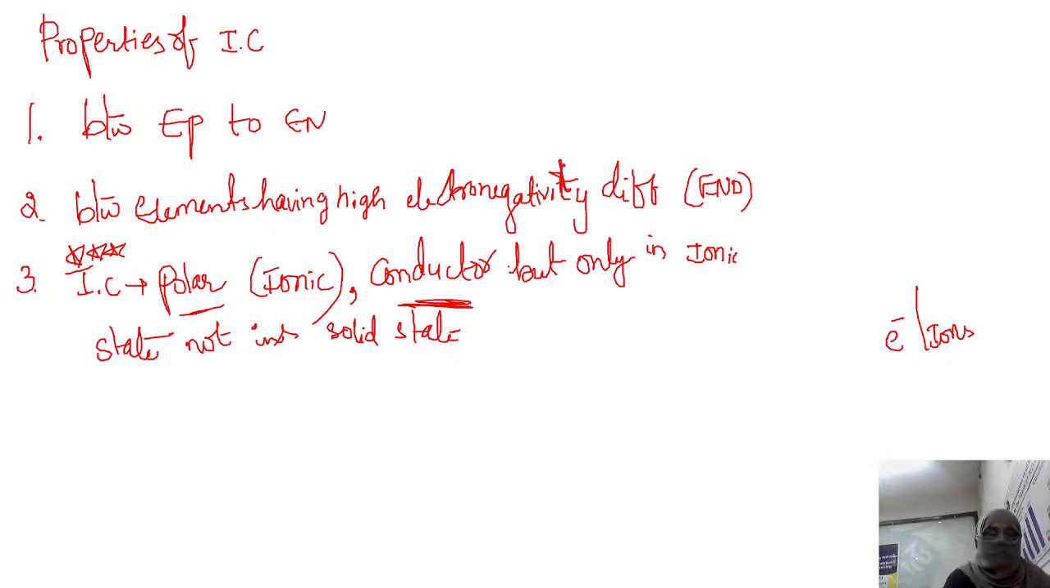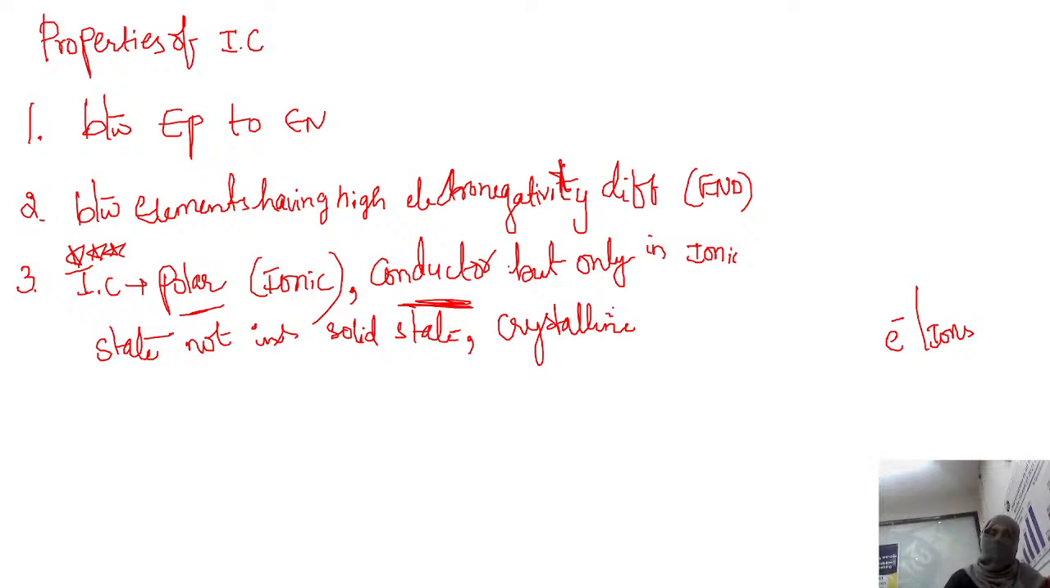Please remember this. Wherever you find ions, tell them it is a polar compound. The compound is polar, and because of the ions, they carry current. That means the compound is a good conductor of electricity. And the next property: ionic compounds are usually crystalline. Do you know the meaning of crystalline? Crystalline means they have a fixed geometry. If you see the ionic compound in a microscope, you can see the proper shape and structure.